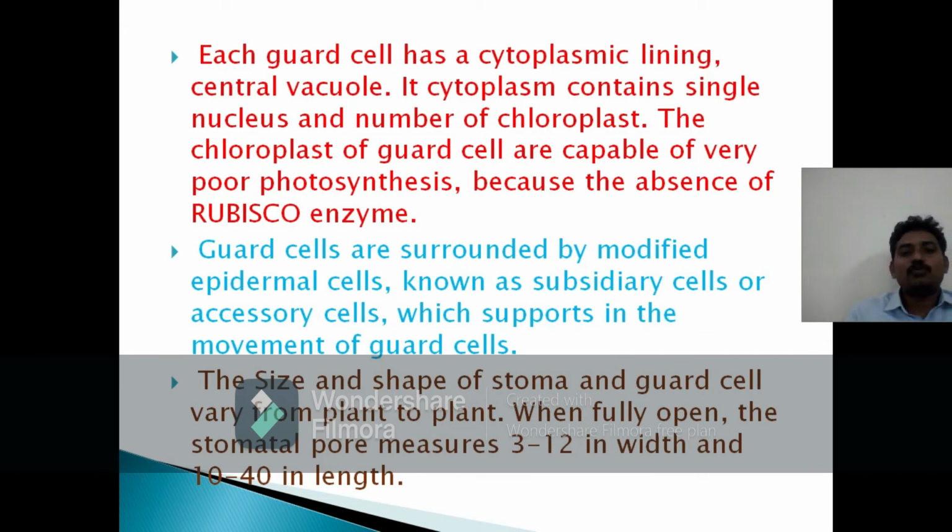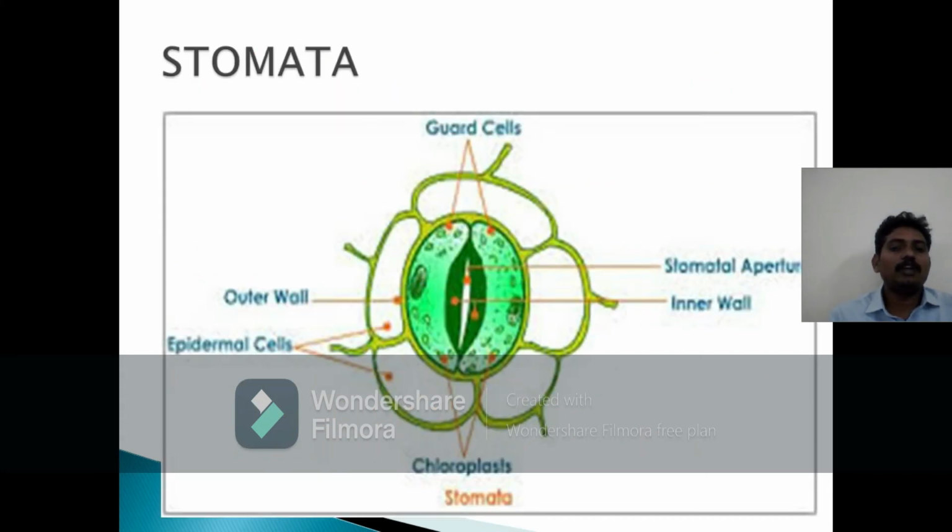Next, guard cells are surrounded by modified epidermal cells known as subsidiary cells. Here we can find the subsidiary cells. Subsidiary cells, or accessory cells, support the movement of the guard cells. We can find the subsidiary cells beside or above the guard cells.